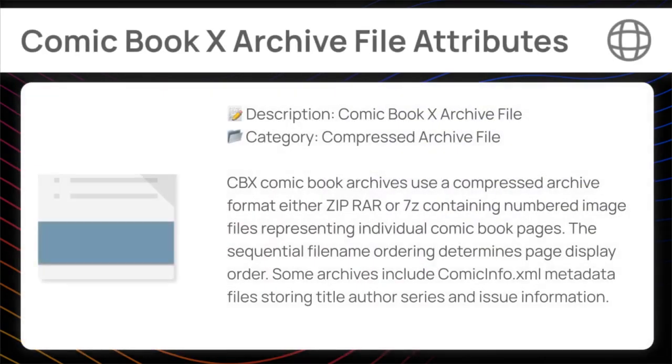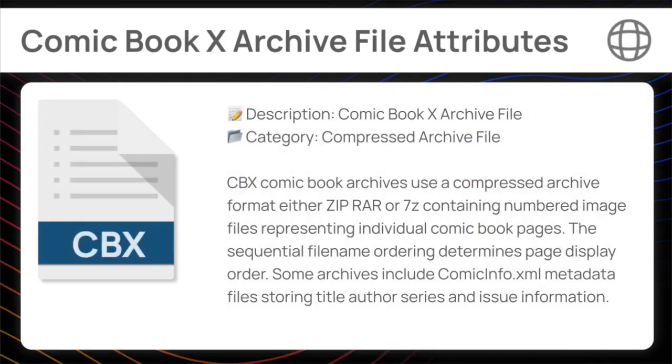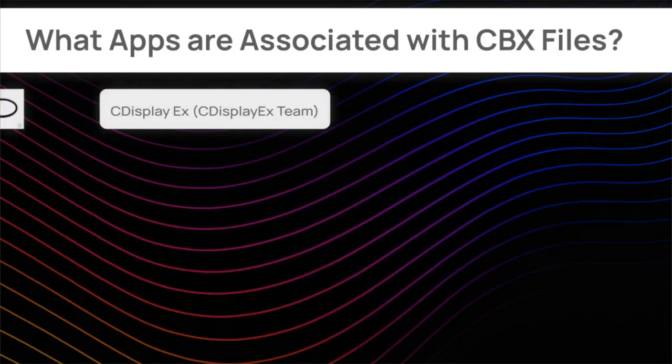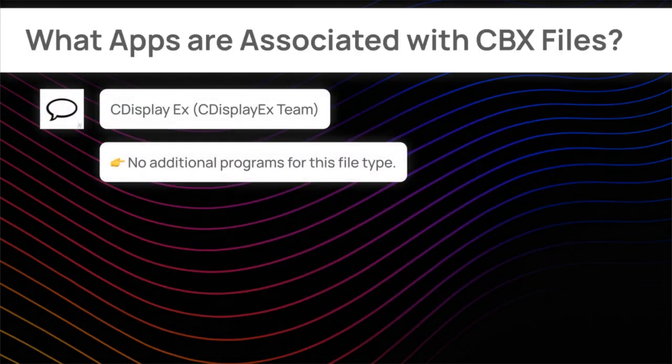CBX comic book archives use a compressed archive format, either ZIP, RAR, or 7Z, containing numbered image files representing individual comic book pages. The sequential file name ordering determines page display order. Some archives include ComicInfo.xml metadata files, storing title, author, series, and issue information. The tool most commonly used for creating CBX files is CDisplayX by CDisplayX team.